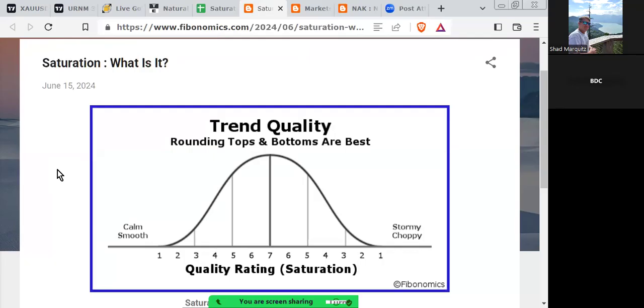Now, what I'm showing here, it's an oddity. When things are calm and smooth, you tend to get these lower numbers because it's harder to break through. So they don't max out because they're just not powerful enough to do a full 7, for example.